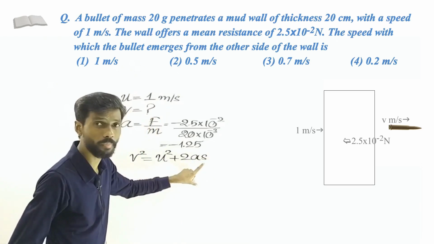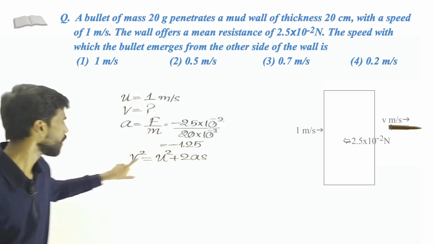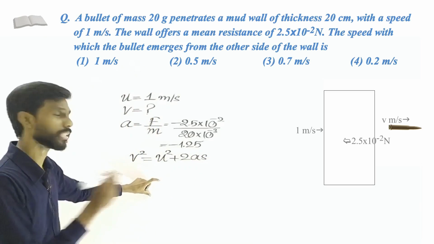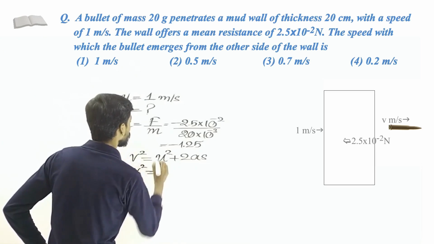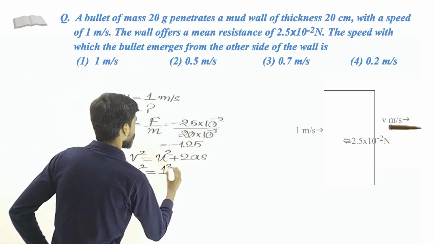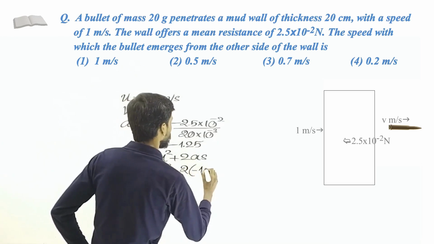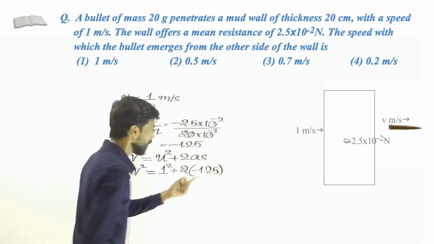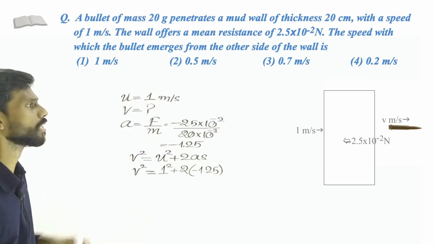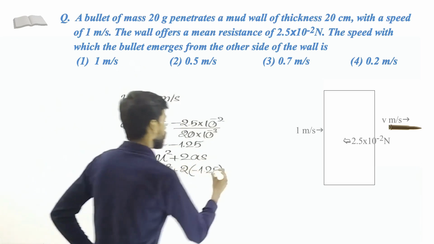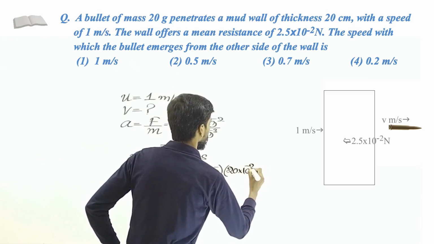We are using this formula because time is not known but the distance is known. So distance is known, and initial and final speed are known. Let us substitute these values here. This is what we need to find. So V squared equals U squared, that is 1 squared, plus 2 times the acceleration, minus 1.25, multiplied by the distance. That distance is the thickness of the wall, which is given to be 20 centimeter. Convert that into meter, 10 to the power minus 2.